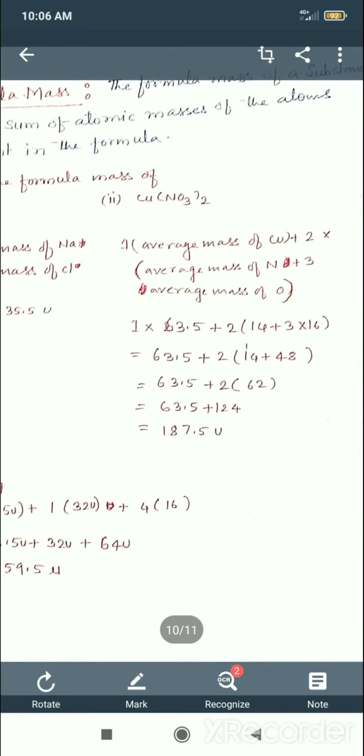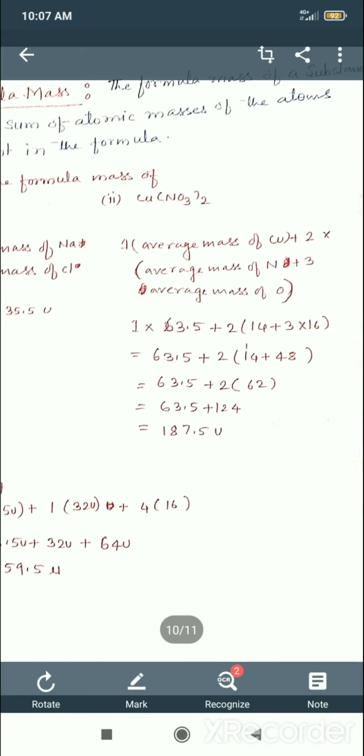Second example is copper nitrate, Cu(NO3)2. 1 into the average mass of copper plus 2 into the average mass of nitrogen plus 6 into the average mass of oxygen. What elements are present in the formula? Copper, then nitrogen, then oxygen. How many oxygens? 3 oxygens. Copper is only 1, nitrogen is 2 and oxygen is 6.